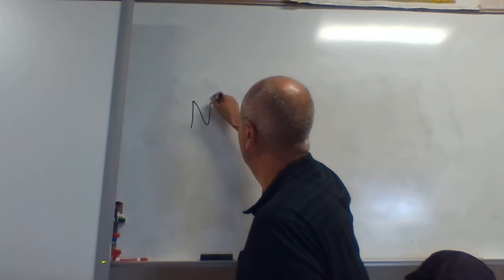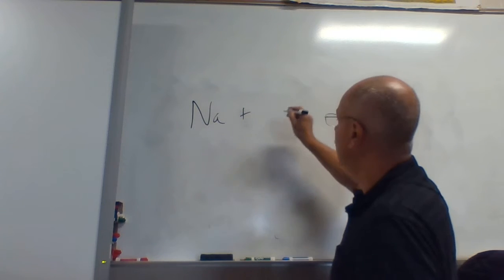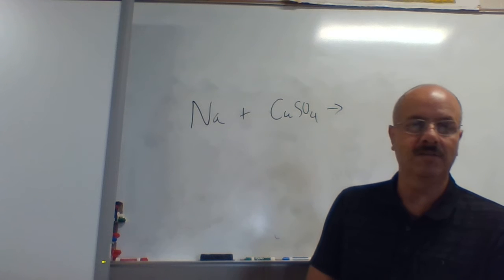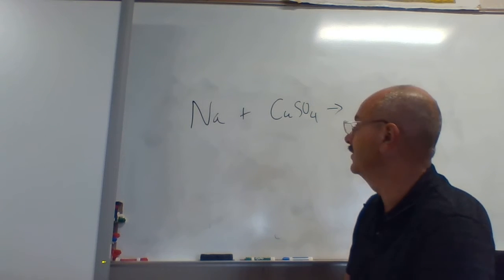All right, so we've got Na plus copper sulfate, which is the stuff I put in my pond to make it pretty blue, or at least kills off the algae. It also gives it some blue color too.